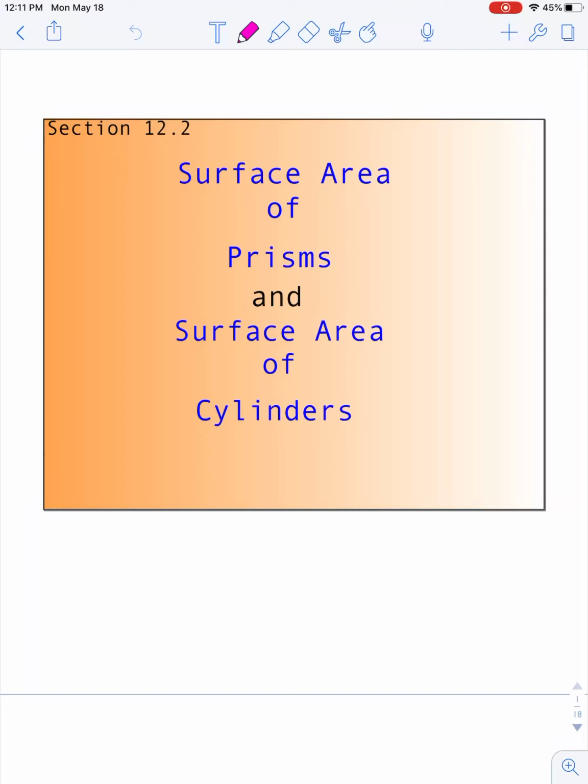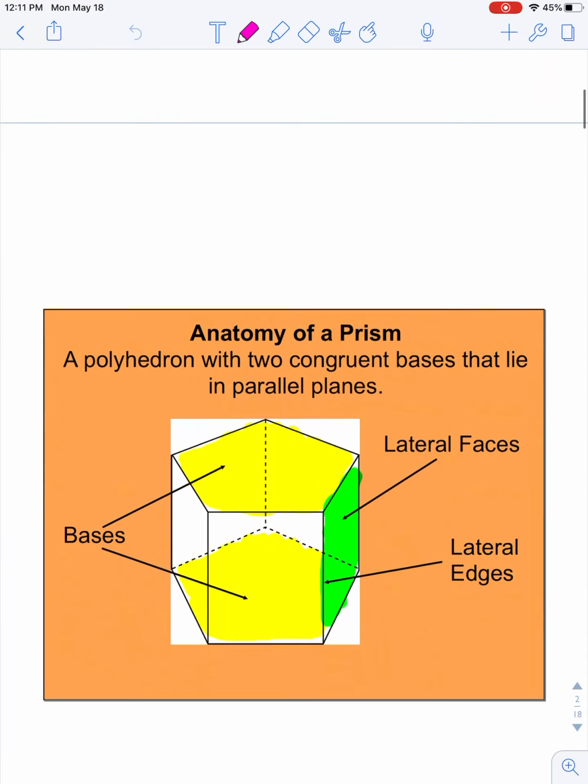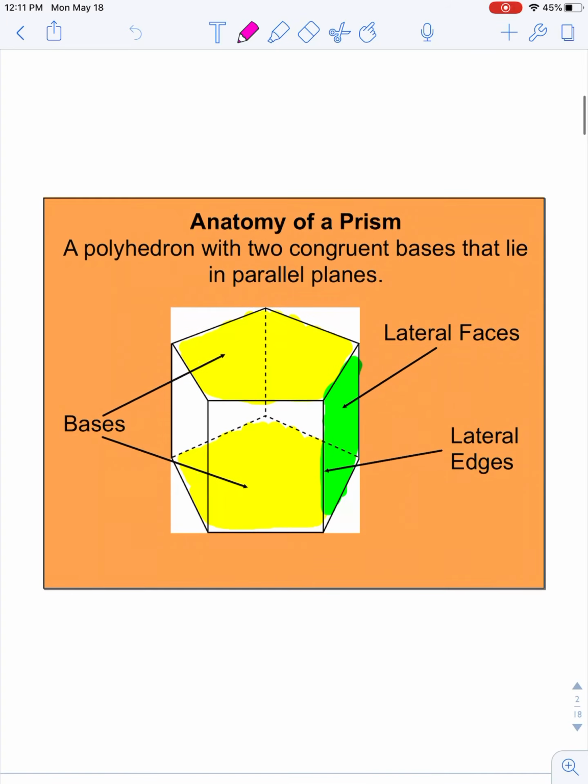Hello everyone. Today we're going to work on section 12.2, surface area of prisms and cylinders. There's a blank lesson for you, of course, in Schoology in chapter 12.